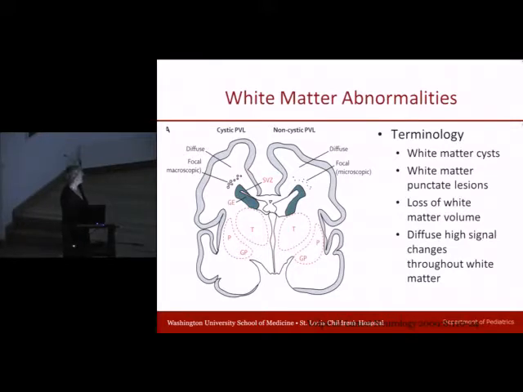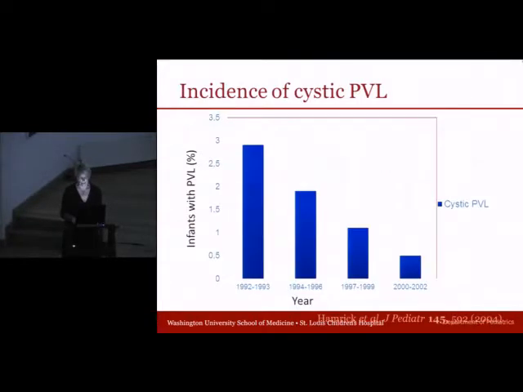And now more recently we've focused on non-cystic PVL or periventricular leukomalacia, which as you know just means peri, around, ventricle, leuko, white, malacia, bad. So this is the diffuse form. Sometimes there'll still be focal abnormalities, but they're more microscopic now rather than the cystic lesions.